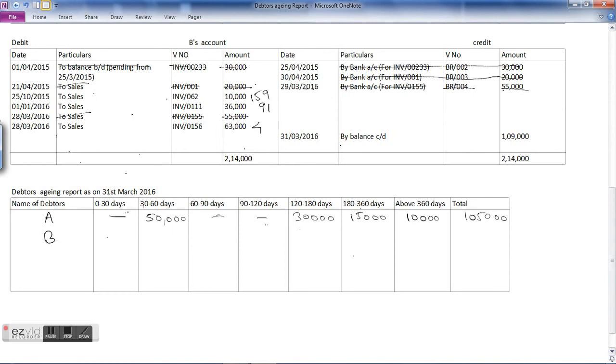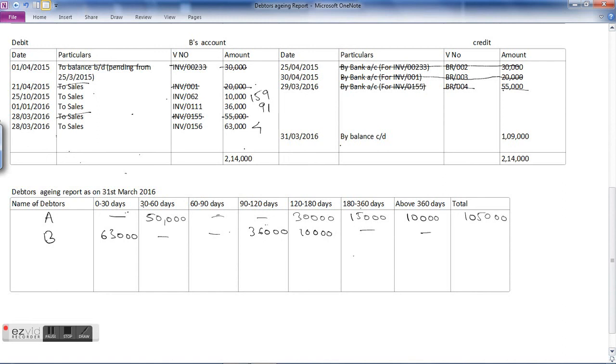So 0 to 30, you have one invoice which is pending for 4 days, so 63,000. 30 to 60 days, there is nothing. Then 60 to 90 days also there is nothing. There is one invoice which is pending for 91 days. So 90 to 120 days you have 136,000. Then 120 to 180 days you have 110,000. Then 180 to 360 there's nothing, nil.